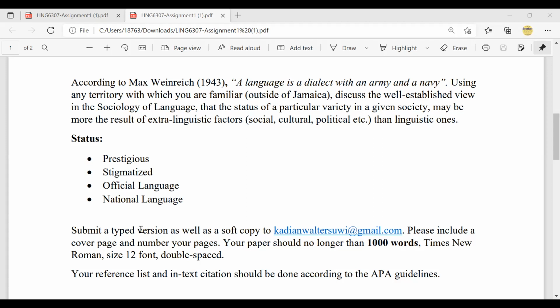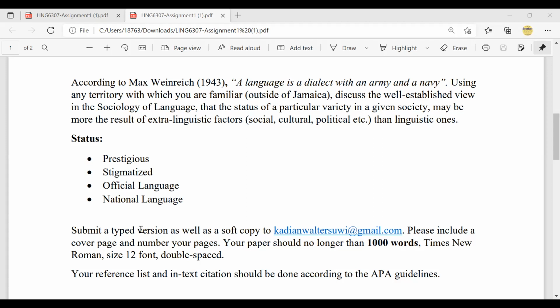But as you go along and you read up the literature, you will understand a little bit more, and we will go through it in the next session. We will have some more discussions about the statement, a language is a dialect with an army and a navy. And you can also think about what that means to you.